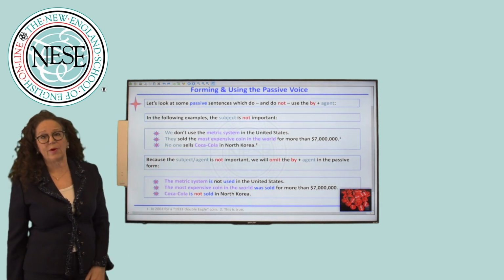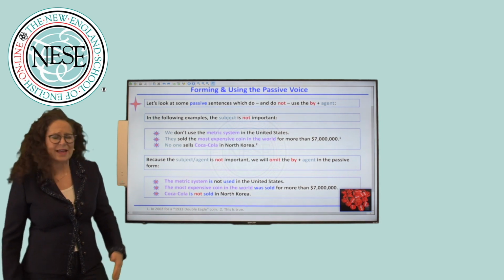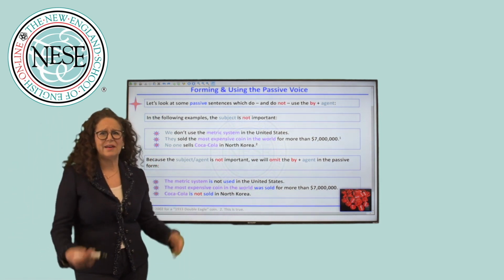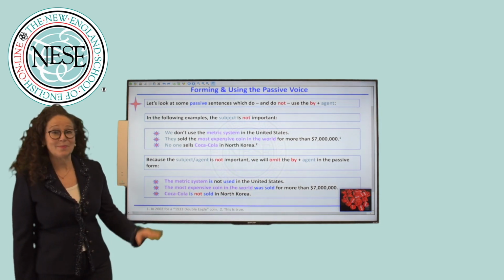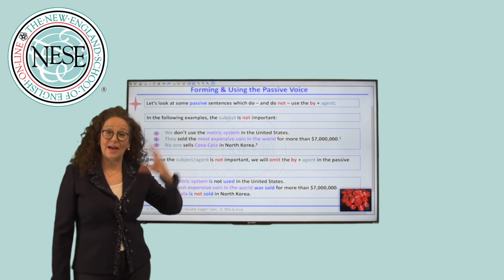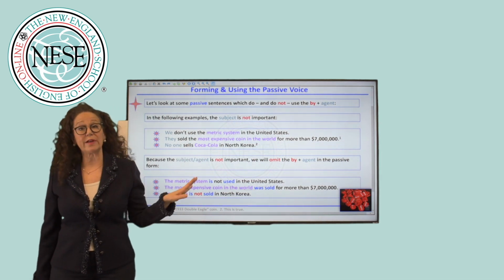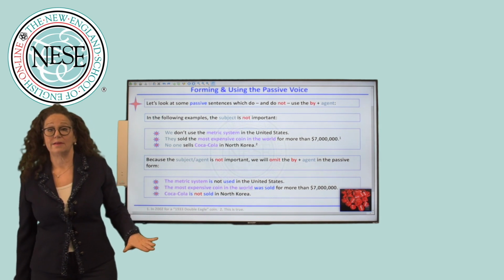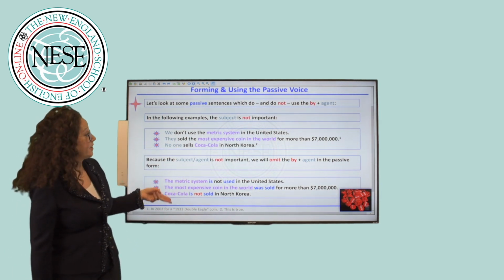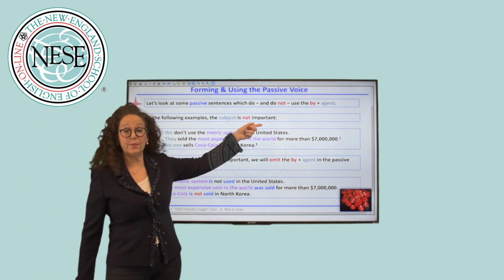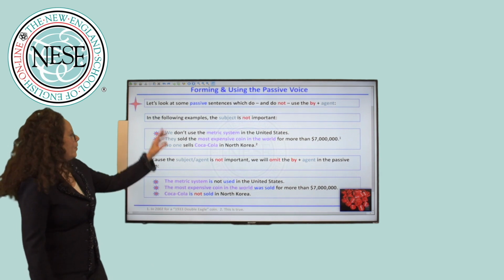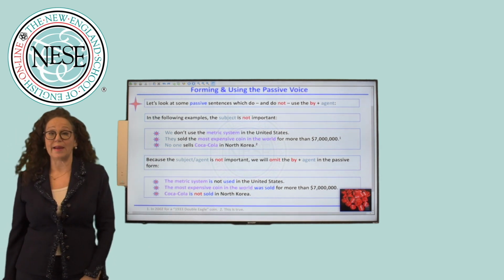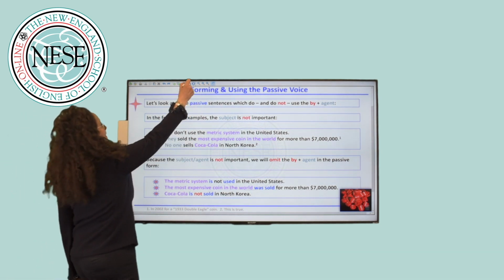We don't need to say "no one." We understand that, and it doesn't help. It makes the sentence heavier and less beautiful. So there are times when we do need it and times when we don't. In general, we avoid the passive, but not always. There are times when the subject is not important, when we need to use it, when it helps to use the passive, but not the by agent. All good? Let's continue.